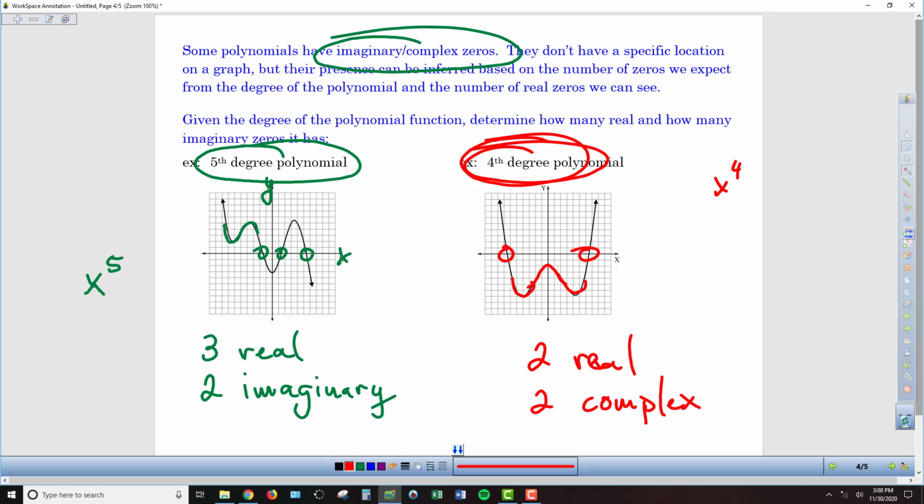So again, the idea is we can't pinpoint a specific location on the graph that tells us that there are imaginary zeros, but it's these changes of direction here and here that normally would dip all the way to the x-axis, or rise all the way up to the x-axis in the second example, but it doesn't make it all the way there, and as a result that's an indication that there are some complex zeros.